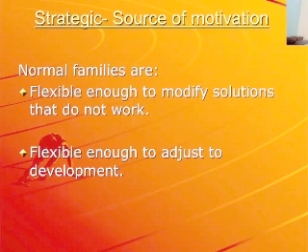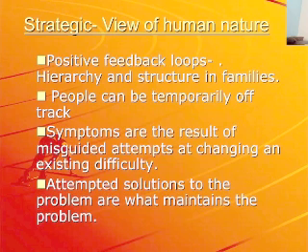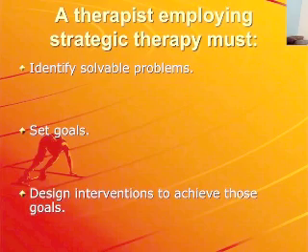From a strategic perspective, normal families are flexible enough to modify solutions that do not work and flexible enough to adjust to development, which, I don't want to add to confusion, parallels some of the things we talked about last week. They really did focus on positive feedback loops, hierarchy, and structures in family. People can be temporarily off track. Symptoms are the result of misguided attempts at changing an existing difficulty, and attempted solutions to the problems are what really maintain the problems.